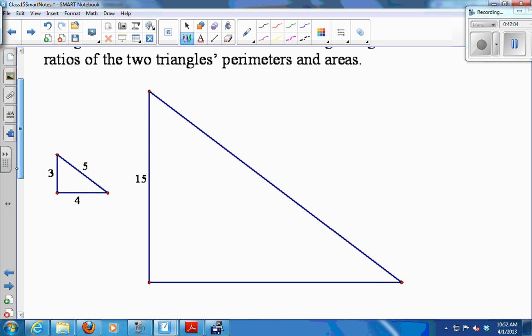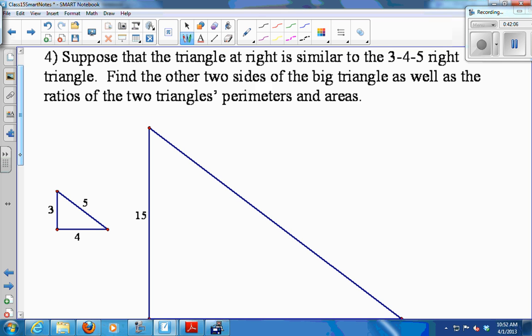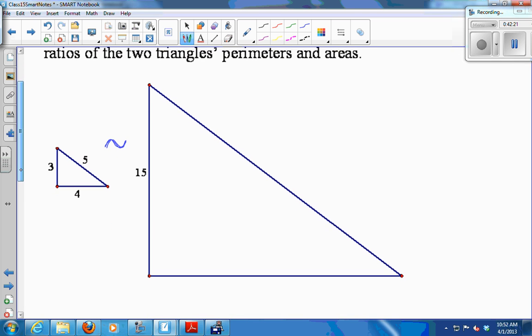All right, so suppose that these two triangles are similar. I'm telling you that these are similar. I'm not asking you whether or not they are. They are. So I have a 3, 4, 5 right triangle. I want to find the other two sides of the big triangle as well as the area and perimeter.